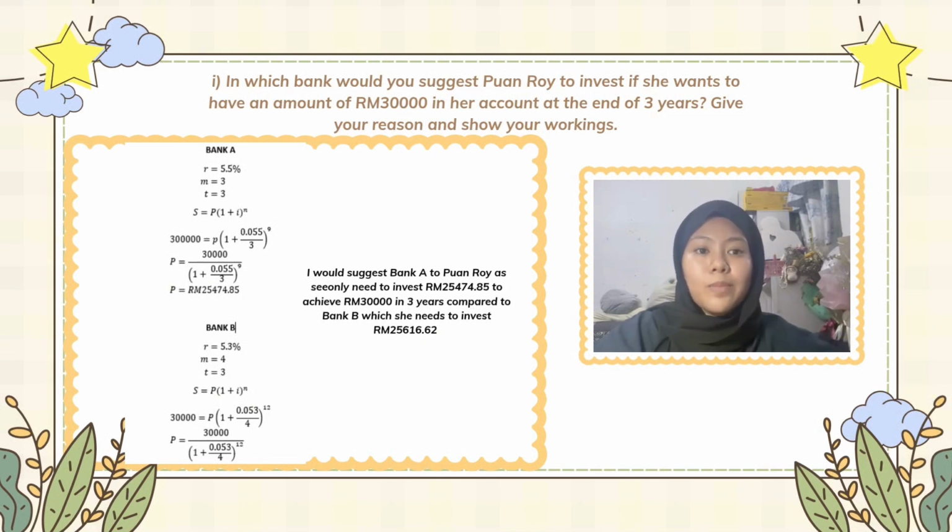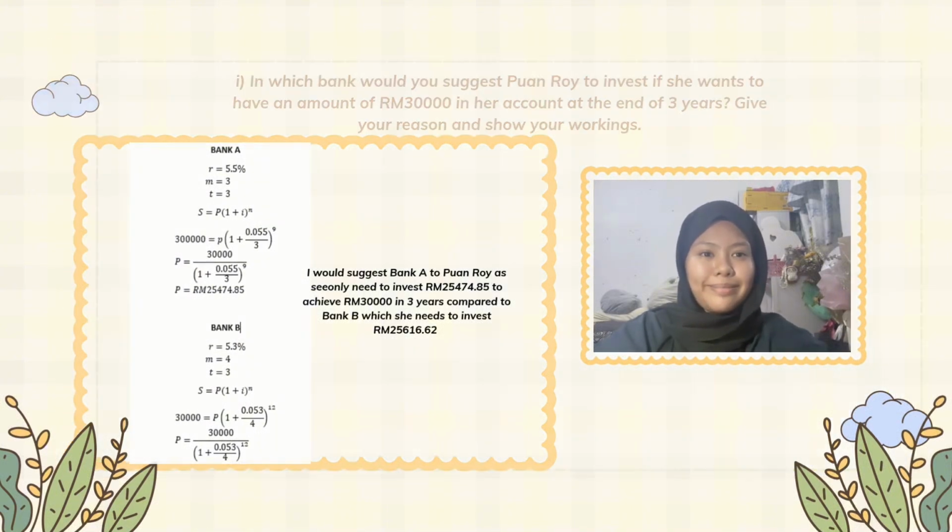So I would suggest bank A to Puan Roy, as she only needs to invest 25,474 ringgit and 80 cents to achieve 30,000 ringgit in 3 years, compared to bank B, where she needs to invest 25,616 ringgit and 62 cents.